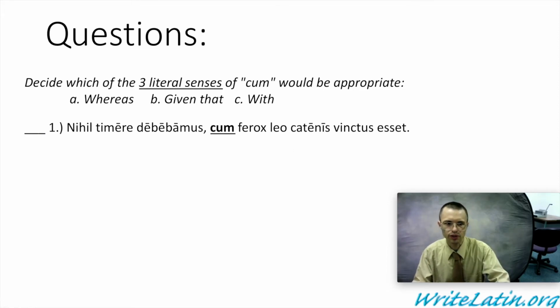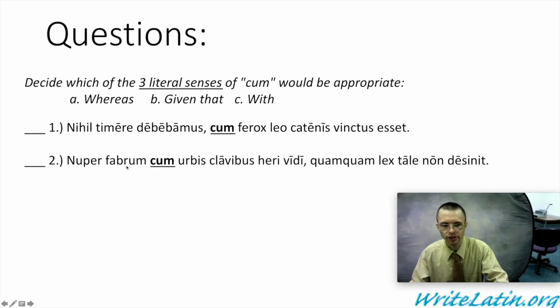Okay, so the first one, nihil temere debebamos, cum ferox leo catenis vinctus esset. I look at cum, I notice it's in the middle of the sentence, and I also notice that it introduces a whole clause, so it's going to be a cum clause because it's starting a whole clause, not just one ablative word. So since it's in the middle of the sentence, it's a given that.